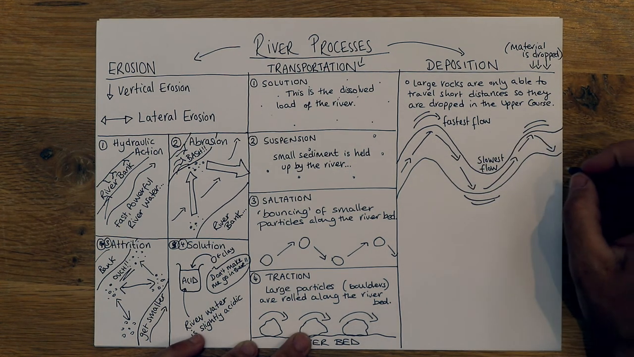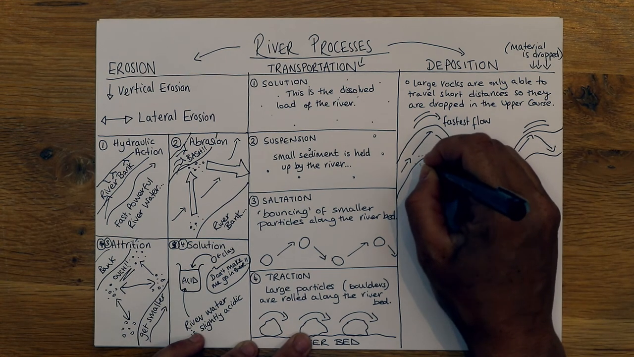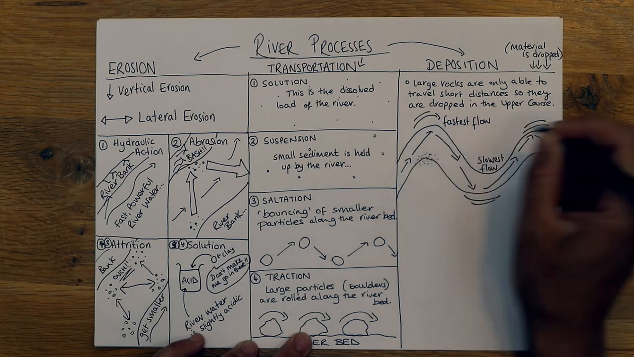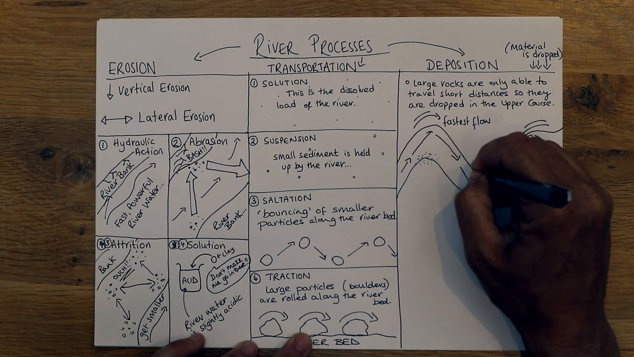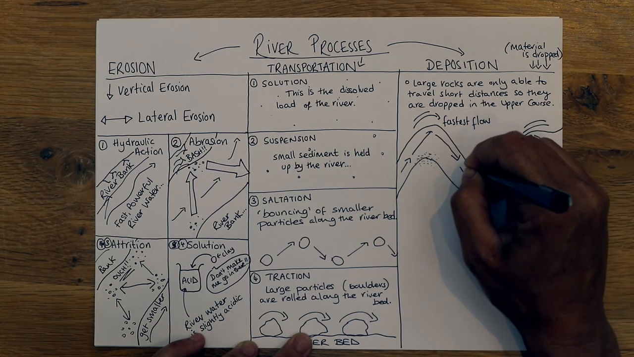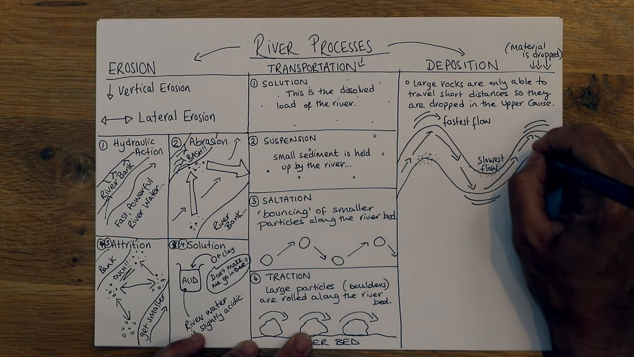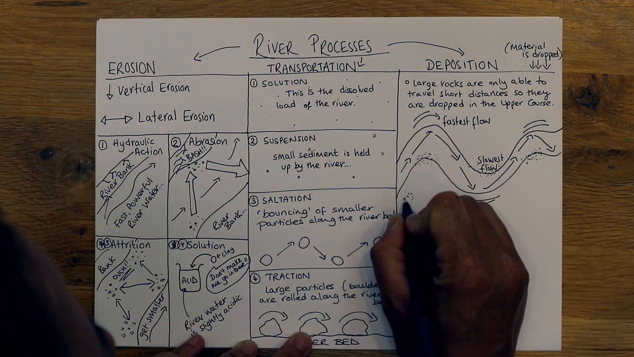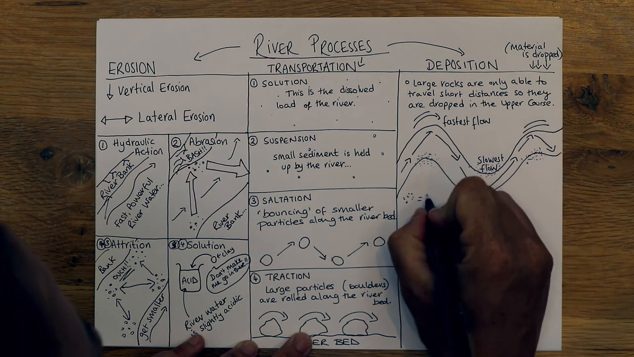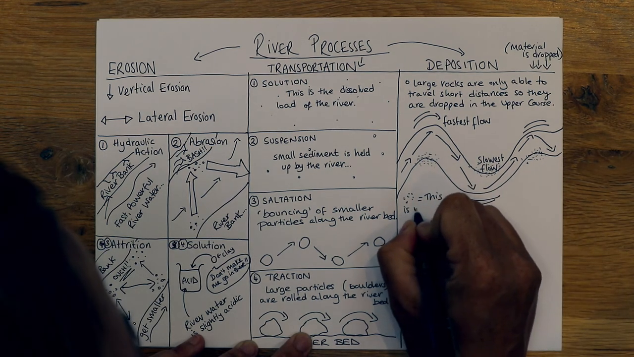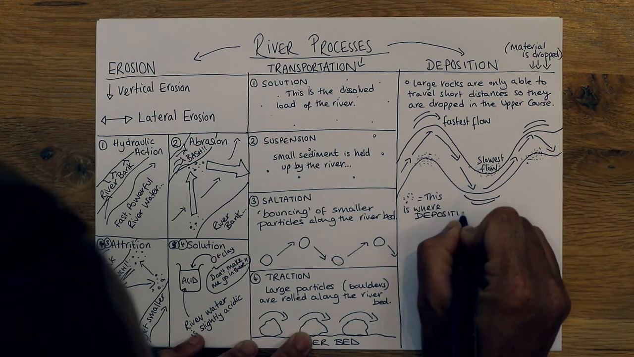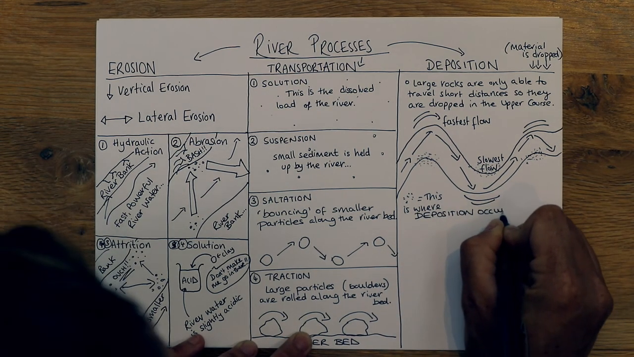This is where the deposition occurs. So you can do the same, just dot on like this. This is our material being dropped. And remember, it's being dropped mostly where that slowest flow is, on the inside of the bend. Okay, so if we just do a little key here, equals, this is where deposition occurs.